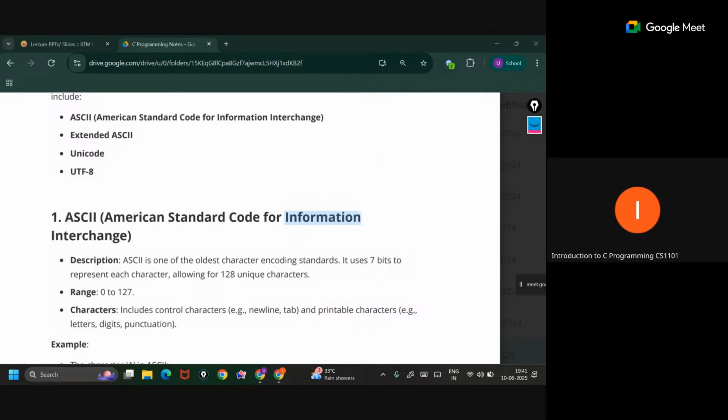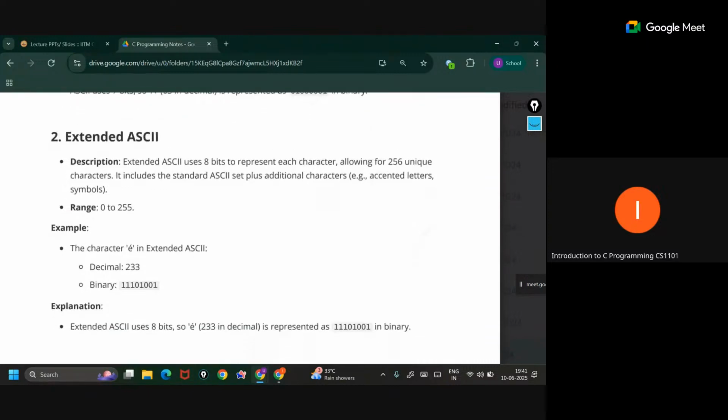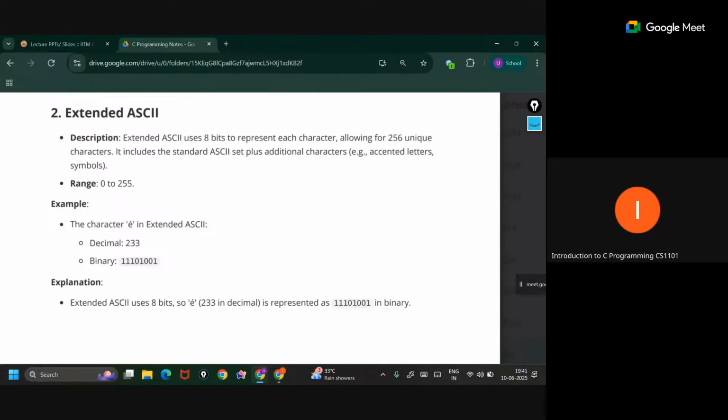Okay, fine. Next is extended ASCII. Extended ASCII in the sense of we have special characters also. Let's say some characters like an accented A or other extended characters can also be used in this extended ASCII. That is how we get the 256 unique characters.